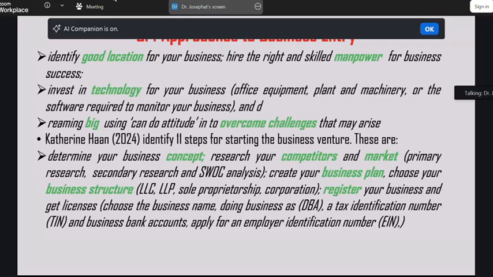Dreaming big using can-do attitude. Dreaming big by using can-do attitude in order to overcome challenges that may arise. So mjasiriamali pia anatakiwa na big dreams ya kutumia can-do attitude. Awe na attitude kwamba ninaweza kufanya kitu, I can't fail, ninaweza kufanya and I can succeed. So na hiyo mara nyingi inawasaidia kuweza overcome challenge ambazo zinaweza kuarise.